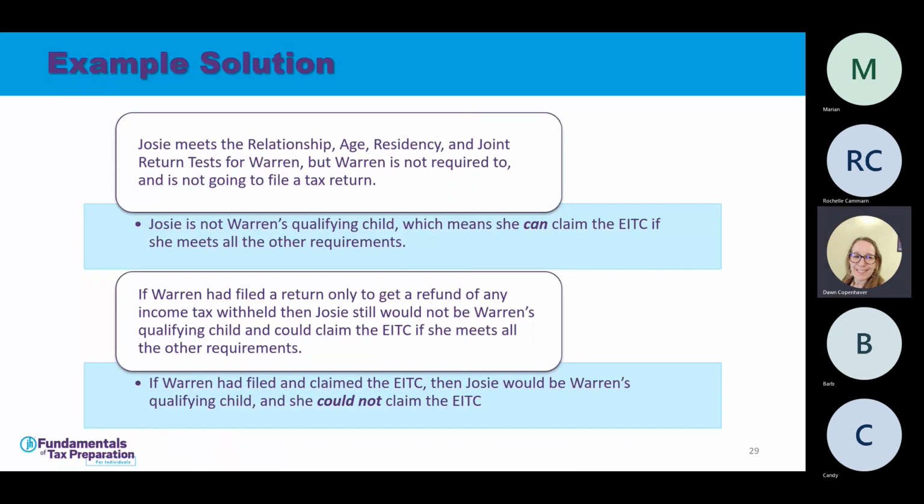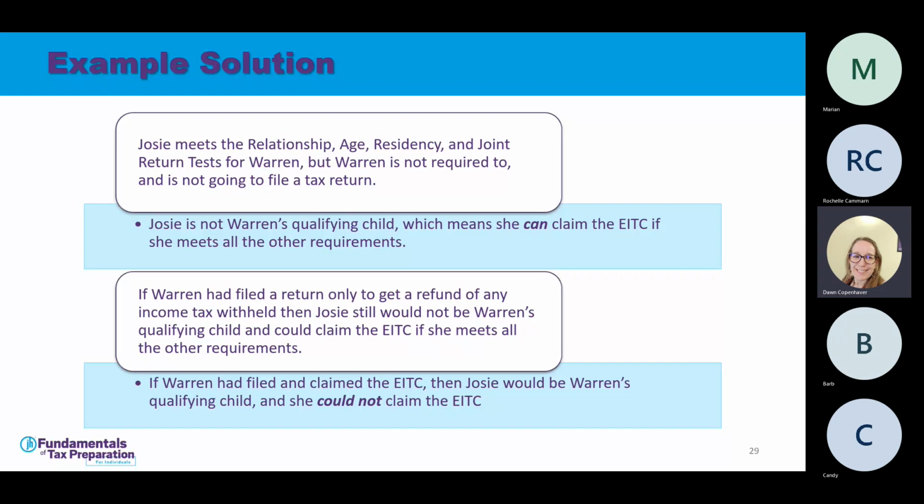So Josie meets the relationship, age, residency, and joint return test for Warren, but Warren is not required to and is not going to file a tax return. So that means Josie is not Warren's qualifying child, which means she can claim the earned income tax credit if she meets all of the other requirements, which it looks like she does. She's got a qualifying child. She's got earned income. And if she has a Social Security number and her child does, then she could claim it.